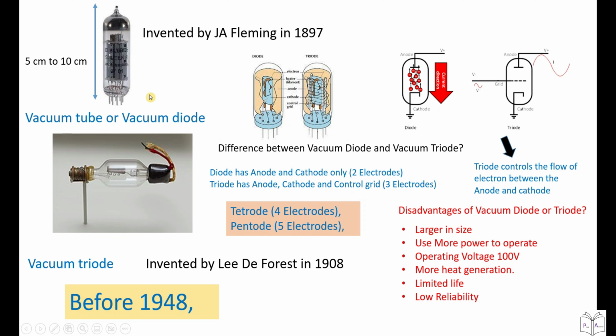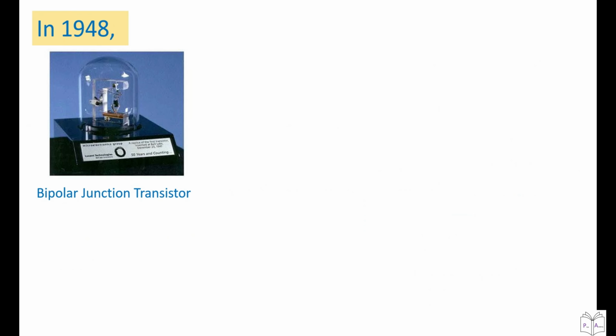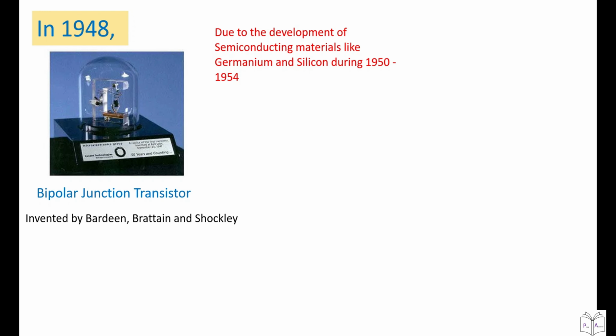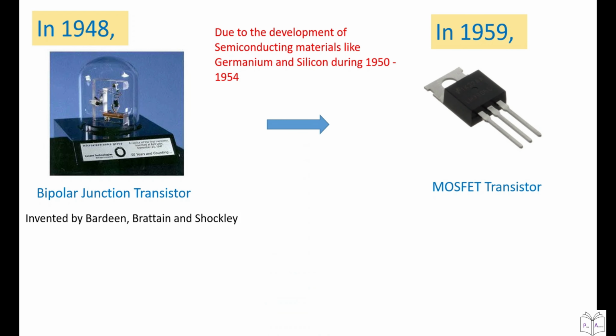Low reliability. Yes, manufacturing this kind of vacuum diode is very difficult because we have to enclose the vacuum inside. Because of manufacturing defects, it does not have a long life. In 1948, the bipolar junction transistor was invented by Bardeen, Brattain and Shockley. Later, during the 1950s, more research was carried out on semiconducting materials like germanium and silicon. Finally, in 1959, they found the MOSFET transistor.